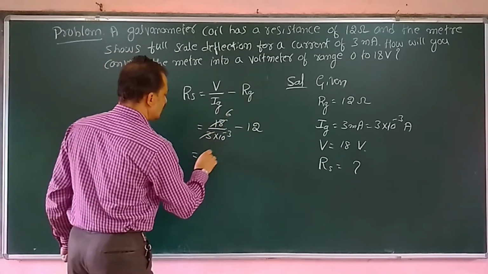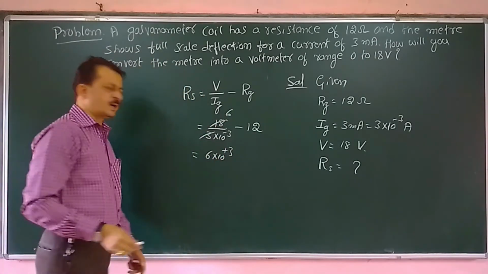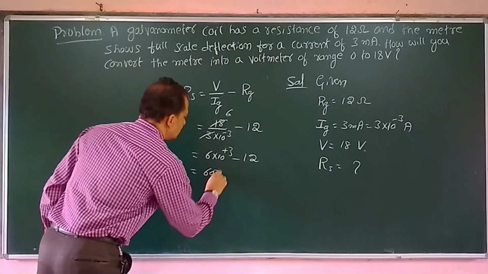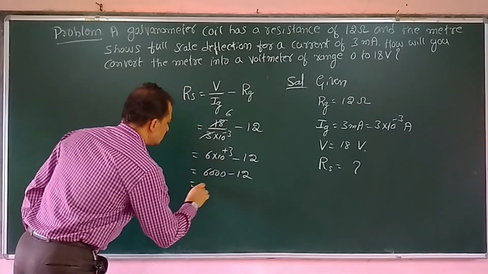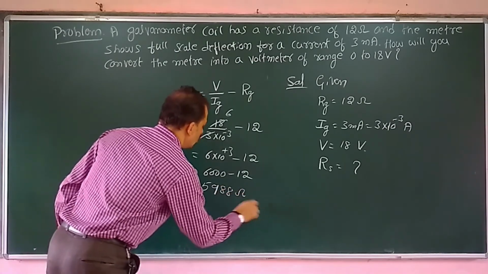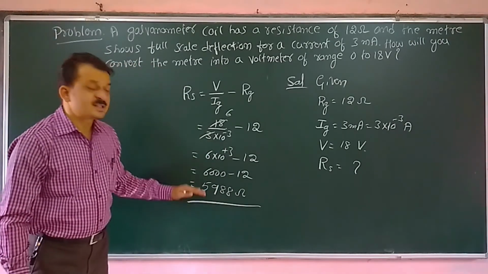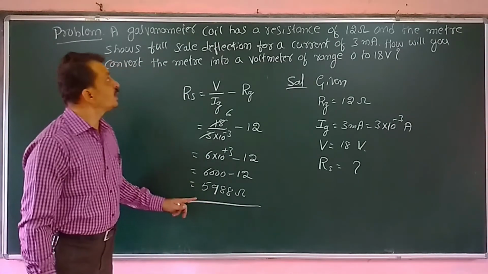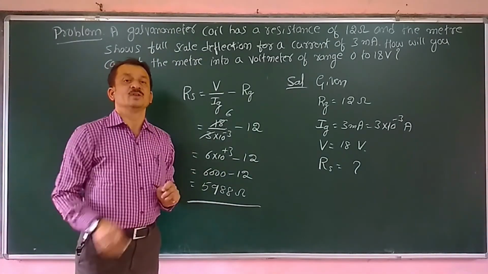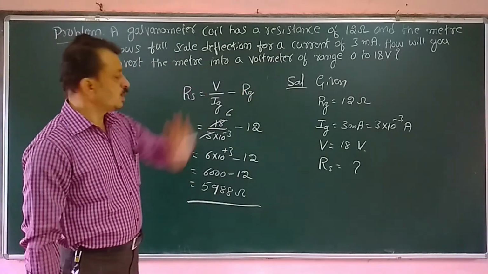18 divided by 3 is 6. So 6 into 10 to the power of plus 3, minus 12, that is equal to 6000 minus 12, that is equal to 5988 ohms. Now this is the high resistance to be connected to the given galvanometer in series, to convert it into a voltmeter to measure a voltage range of 0 to 18 volts.